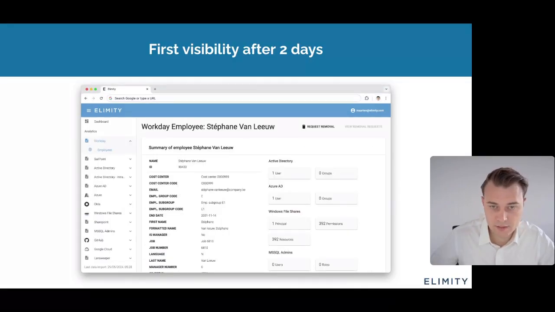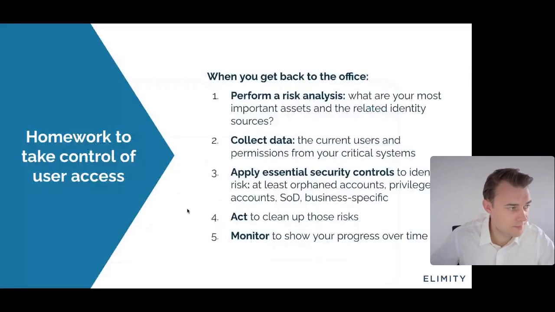Yes, and then here a nice overview. So we talked about the 360 view a lot. What does that 360 view mean? So here we have Stefan. He has an Active Directory user, groups, file shares, a principal, so many permissions, some data over here. So really a nice way to do those kinds of things.